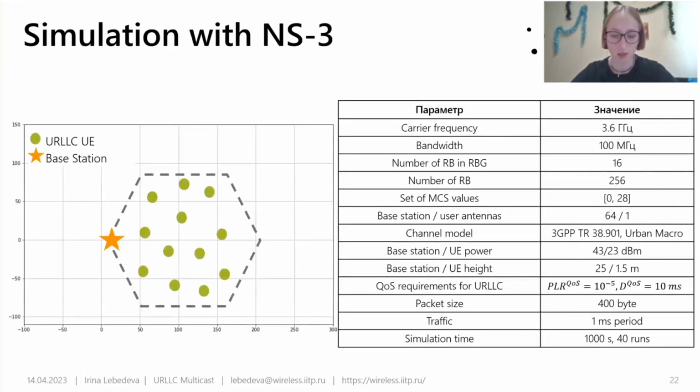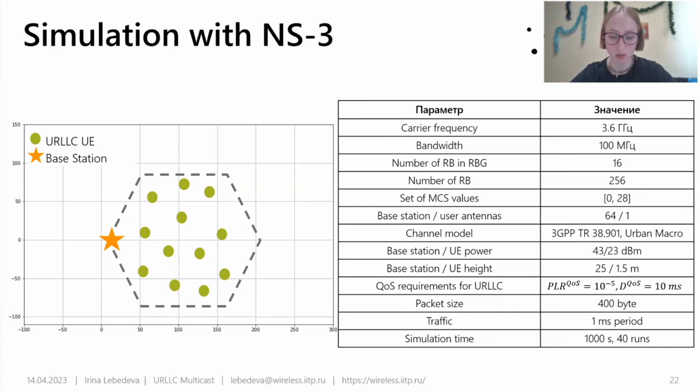To evaluate the performance of the approaches presented in our research, we use the network simulator NS3. We consider a 3GPP urban macro scenario, and the base station delivers a multicast stream to N UEs, randomly dropped in the base station's coverage area. The table lists the main simulation parameters.